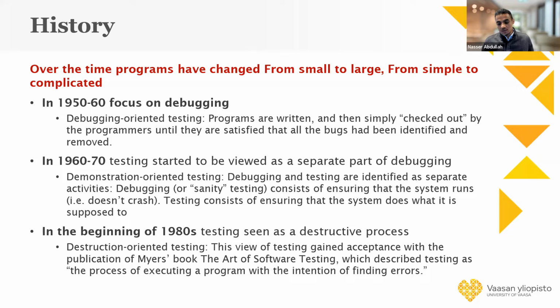Then we come to the second period, which is from the 60s to the 90s. In those times, testing and debugging became two separate activities. So we not only identify the bug and solve it, we also have another activity, which is debugging.